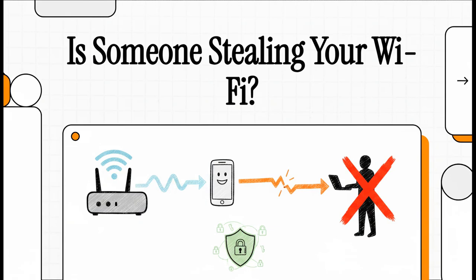Have you ever paid for that super fast, top tier internet only to get stuck staring at a buffering circle? It's one of the most frustrating things ever. But what if the problem isn't your internet provider? What if a neighbor is secretly using your connection, slowing you down? Well, today we're going to find out for sure, and we're going to fix it.